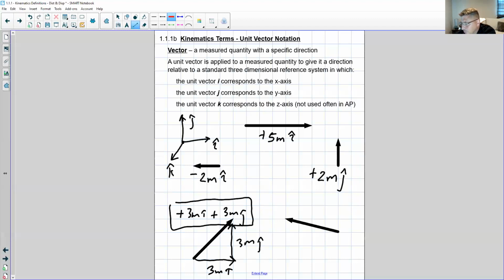So notice that this unit vector notation is essentially a code for constructing the vector. And we can do this backwards as well. So if you wanted to look at this one, we would say that this vector in unit vector notation is minus 4 meters i hat plus 1 meter j hat. Okay, again, this is just a very brief introduction to unit vector notation. As we use it and develop it, you'll see how this is useful and applicable.